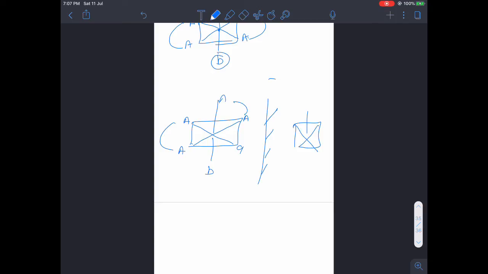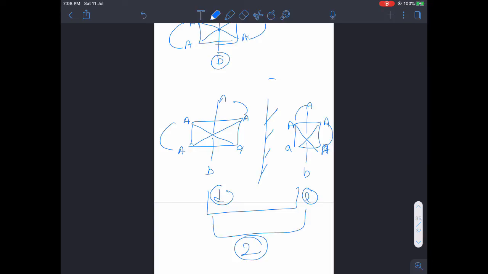So, what we have to do is simply draw a mirror image. So, this is A and A. So, how many optically active isomers will be there? The enantiomeric pair, D plus L. So, the whole answer will be 2 optically active.